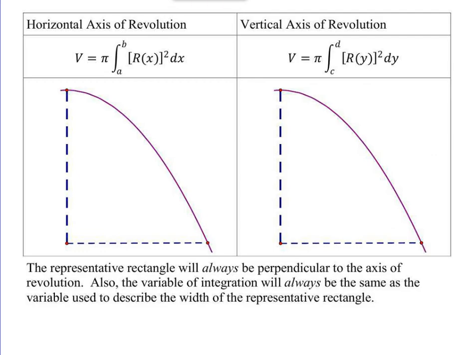So I have a setup for both of these situations. We have a horizontal axis of revolution or a vertical axis of revolution. The horizontal axis of revolution is going to be that guy right there. The vertical axis of revolution is going to be that guy right there. So it doesn't have to be the x-axis or the y-axis. It can just be a horizontal line or a vertical line. That's why I'm not showing you axes here. But the axis of revolution will be the edge of the cross-section.